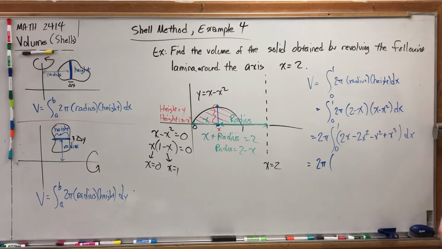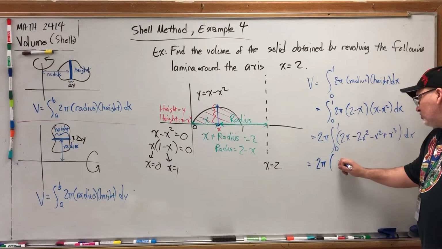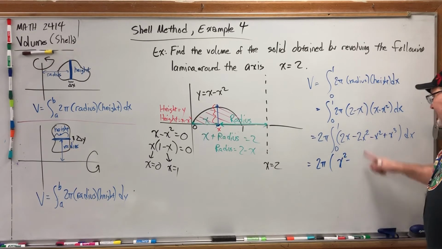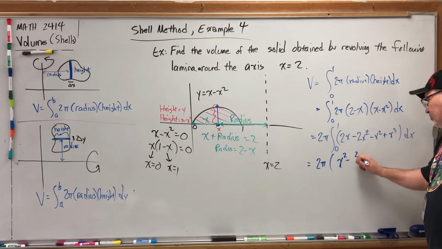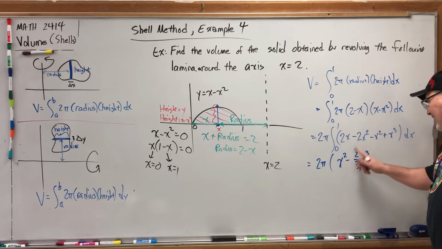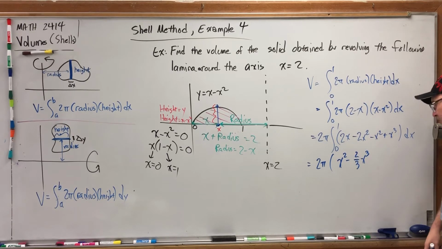I'm ready to integrate. The antiderivative of 2x is x squared. The antiderivative of minus 2x squared is minus 2/3 x cubed. The antiderivative of minus x squared is minus 1/3 x cubed. All right, I see the advantage to combining them. The fractions wouldn't be there. But plus the antiderivative of x cubed is 1/4 x to the 4th. And this is going from 0 to 1.